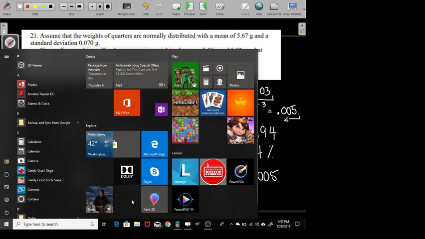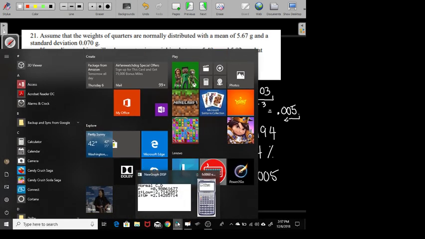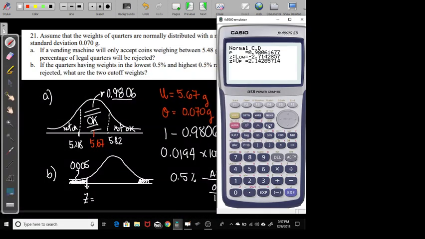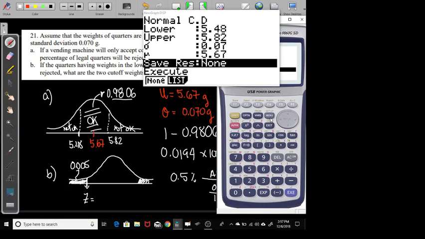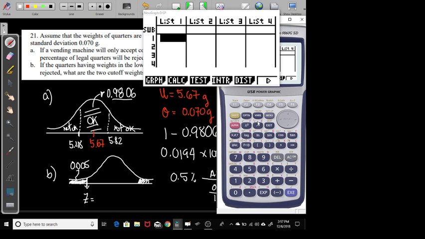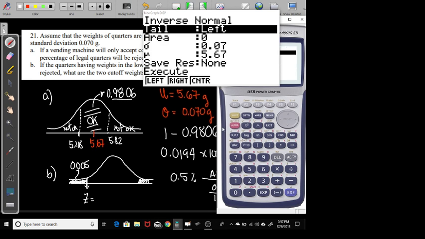I don't like the way this calculator has to come out. I got to do a lot of stuff. All right, exit. We are going to begin the process again by doing distribution, normal, and now inverse, because I do know the area. It's the opposite. I do know the area, but I don't know the value that changes that, right?